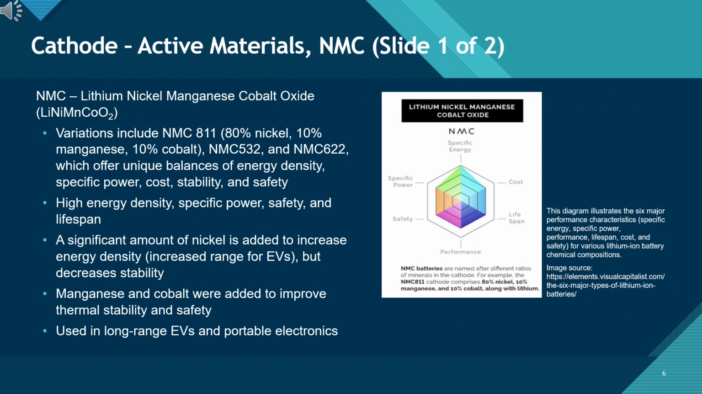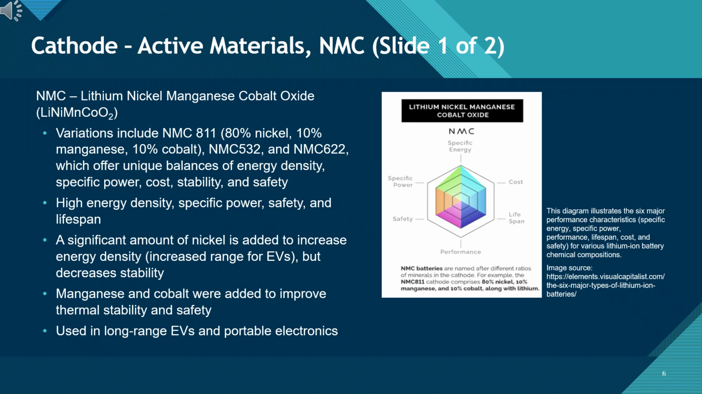Slide 1 of 2 for active materials of cathode, NMC. Let's zoom in on one of the most dominant cathode chemistries you will see in modern manufacturing, NMC, which stands for lithium nickel manganese cobalt oxide. I want to draw your attention to the diagram on the right. This is called a radar chart or spider chart, and it is the best way to visualize a battery's personality.